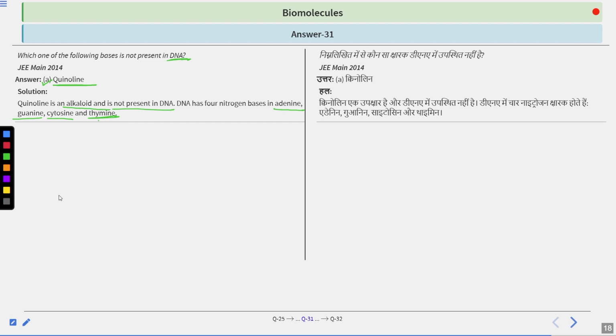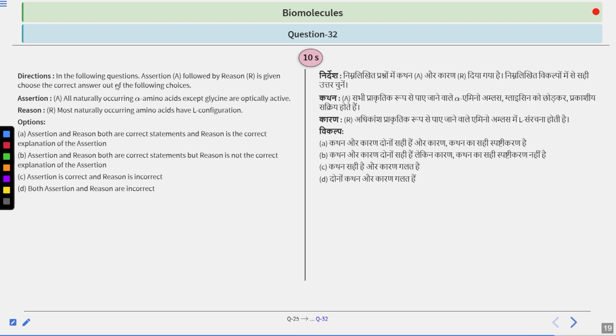Moving on to next question. Directions. In the following questions, assertion A followed by reason R is given. Choose the correct answer out of the following choices. So assertion A is given as all naturally occurring alpha amino acids except glycine are optically active. Reason: most naturally occurring amino acids have L configuration. So you have to select the correct option on the basis of assertion and reason given.